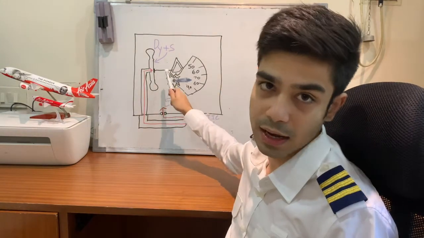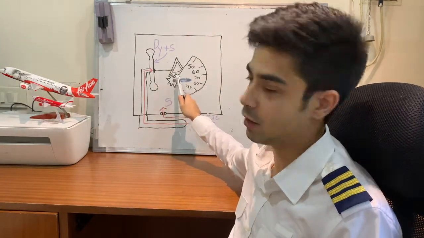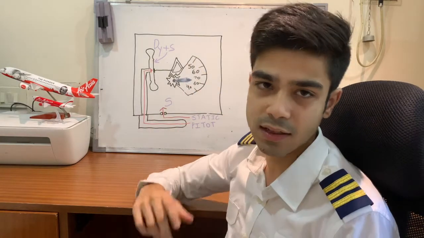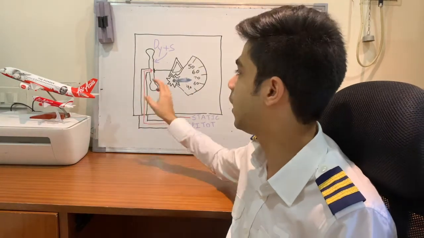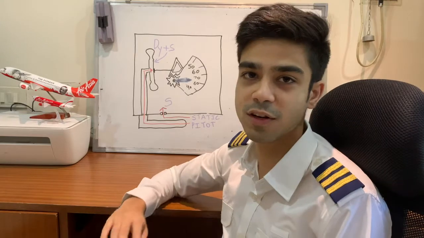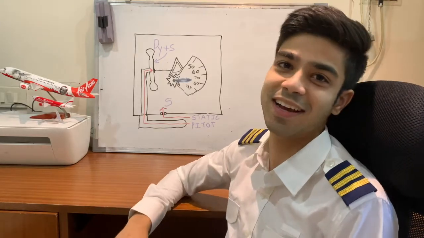This, through mechanical linkage, is connected to the pointer of the dial of the airspeed indicator, and there is an increase or decrease of airspeed depending on the expansion or contraction of the capsule. This is basically how the airspeed indicator works.